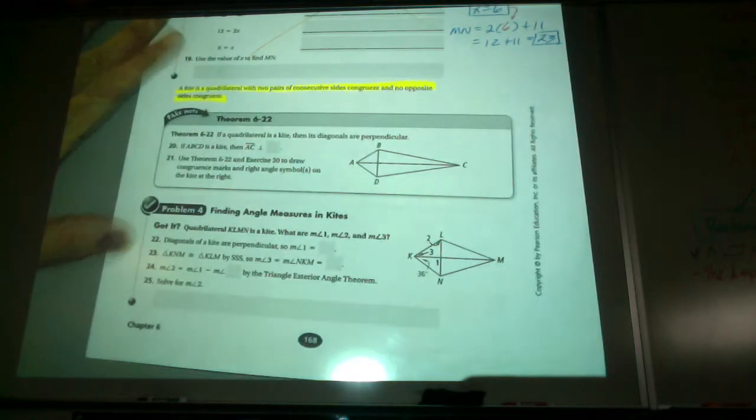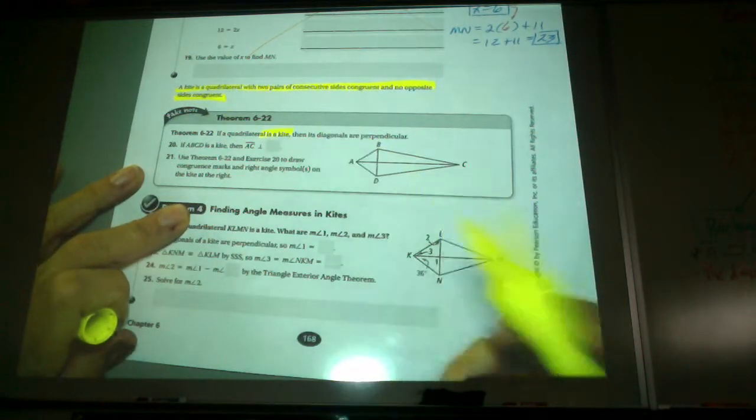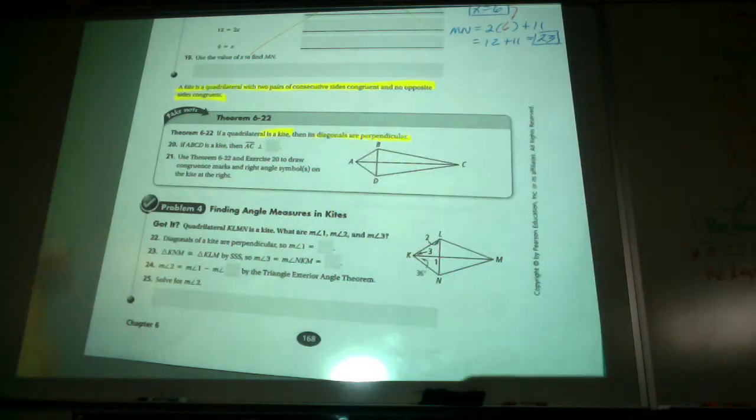And we have a theorem. The theorem says if a quadrilateral is a kite, then its diagonals are perpendicular. What is that similar to? What other quadrilateral has perpendicular diagonals? The rhombus. So the isosceles trapezoid had congruent diagonals, which was like the rectangle. The kite, and any kite, has perpendicular diagonals, just like the rhombus.